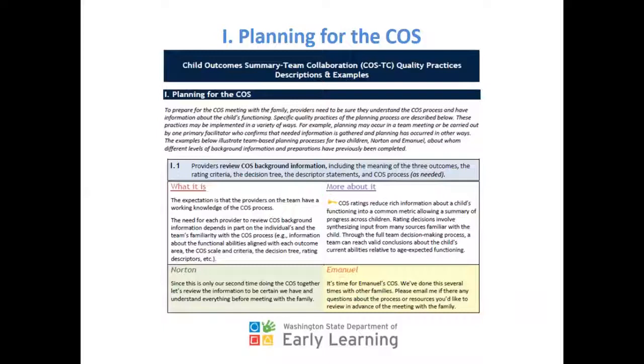This page is from the Quality Practices Descriptions and Examples document and starts on page 6. It provides a description of what the quality practice is and what you are looking for as best practice. It also includes a few examples of what a provider might say that is aligned with best practice. It will be important for you to review this document before using the checklist so you have a solid understanding of what you're looking for. Pause the recording and take a few minutes to read the descriptions and scripted examples for each quality practice in this section about planning for the COS. Then we'll watch a video and practice using the checklist.